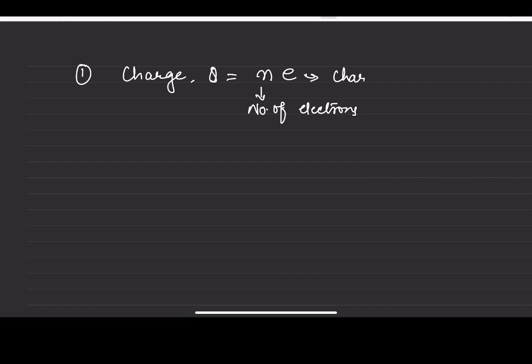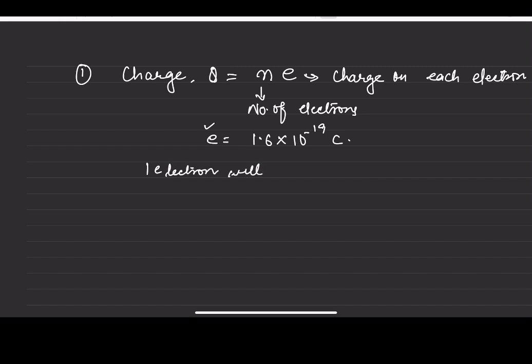The first one is about charge. Charge, which is represented by Q, will be equal to Ne. What is N? N is the number of electrons. And what is e? The charge on each electron. e is equal to 1.6 into 10 to the power minus 19 coulomb. This is the charge of one electron. One electron will have this much charge. That is the first formula.